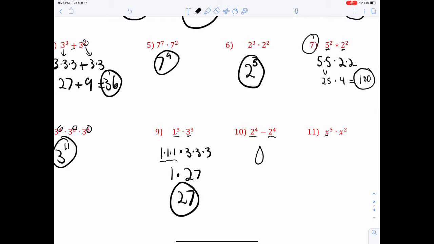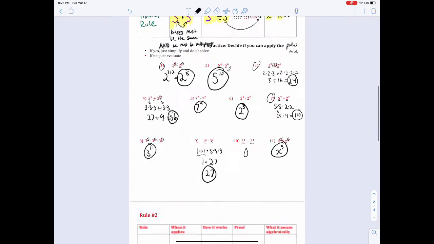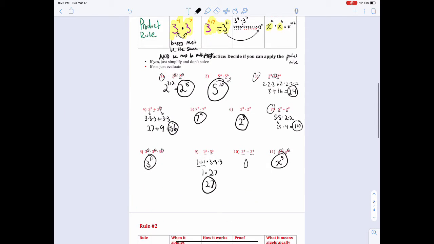And then here's the algebraic version. If you have an x, you don't know what it is, but you are multiplying the same base, so you can add the exponents. You can add 3 and 2, and that'll give you 5. Alright, so there are your answers right there. Take a look at that.